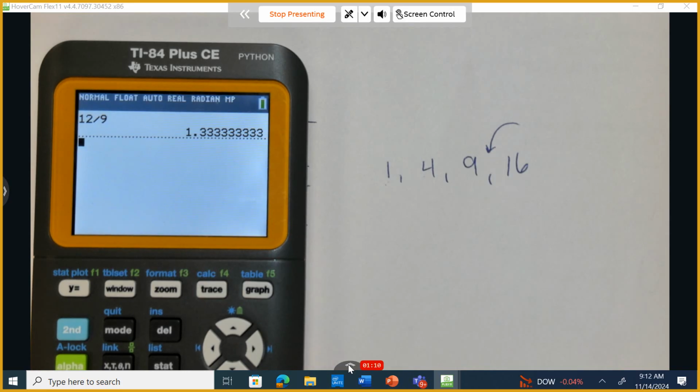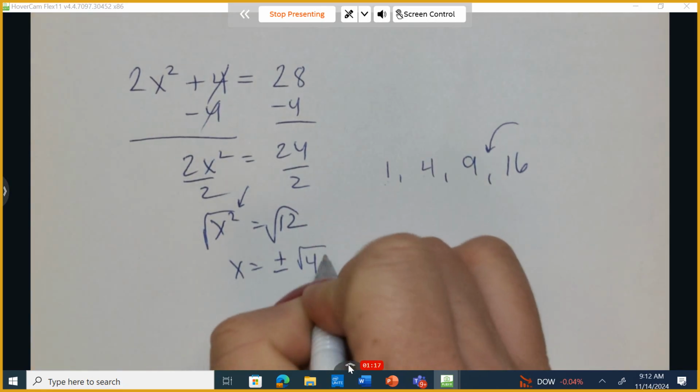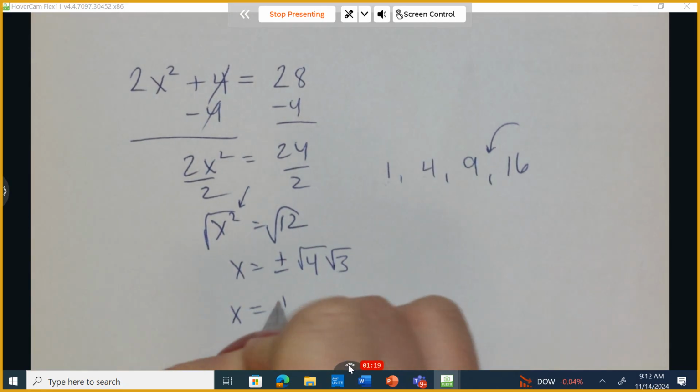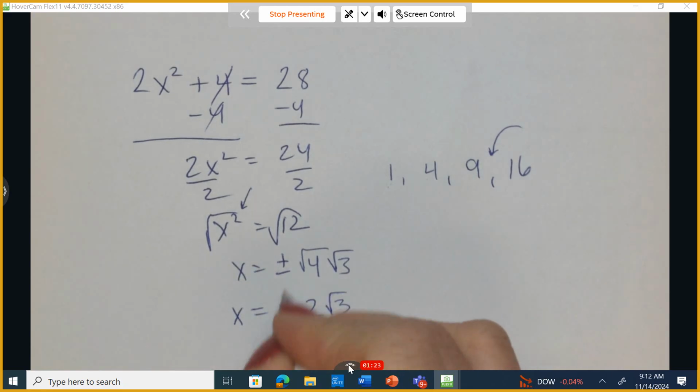I know that 9 does not divide nicely into 12. 12 divided by 4 does work. So I'm going to break 12 into 4 times 3. And now I've achieved the answer. We have two solutions. They're both real because they contain no i.